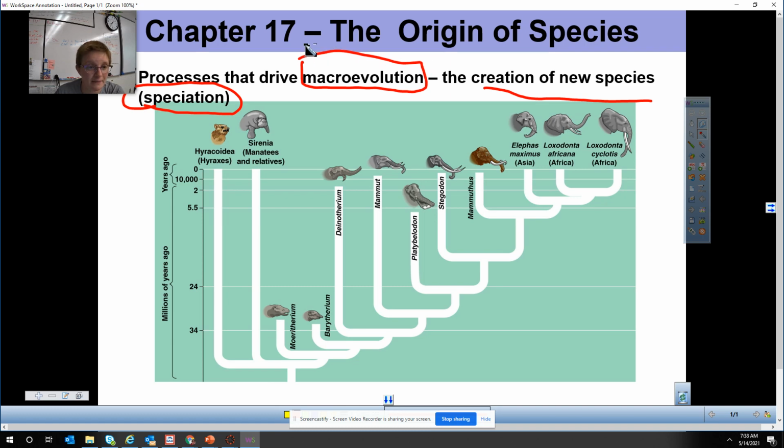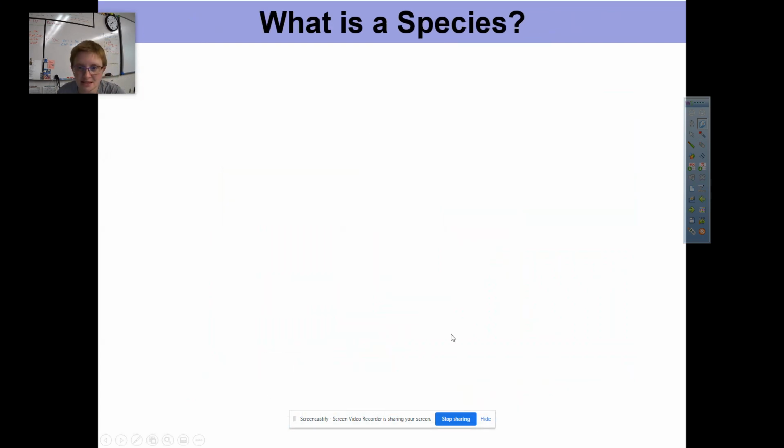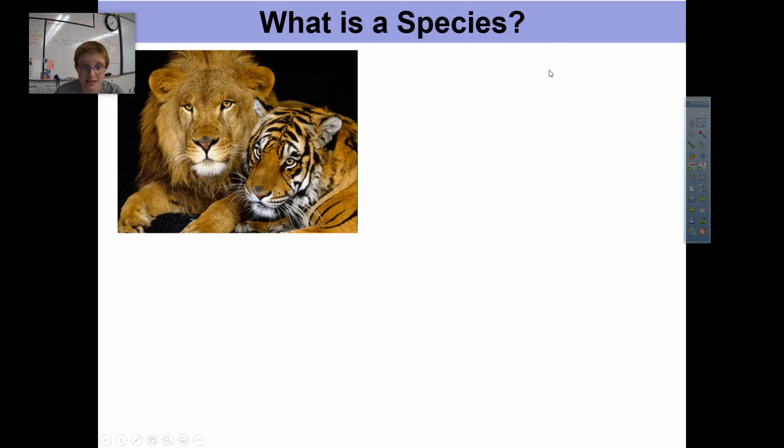We talked quite a bit about microevolution, which is changes in allele frequencies over time. That just basically means populations changing characteristics over time due to natural selection. Macroevolution is how we actually get from just changing species to creating new species. So it's going to be a pretty interesting set of notes. Let's do this. So the first thing we should talk about probably is, well, what is a species?